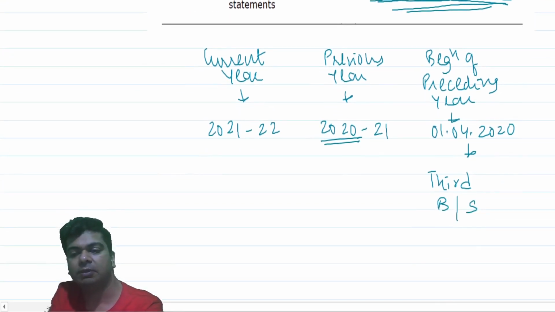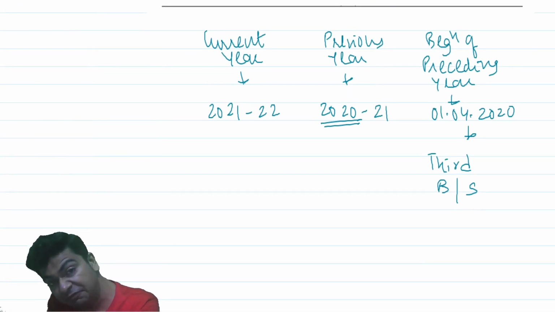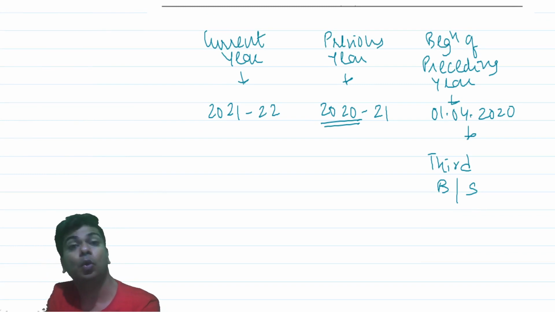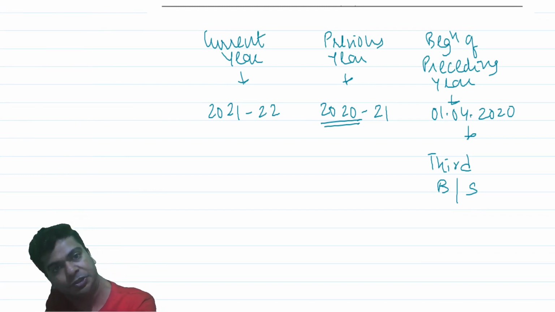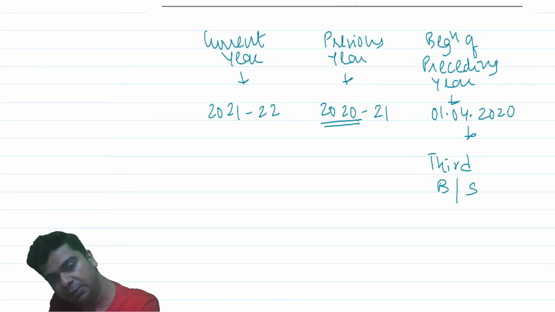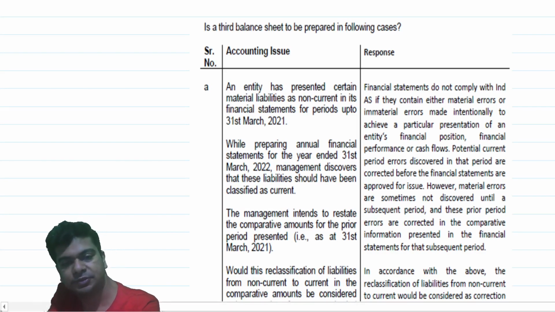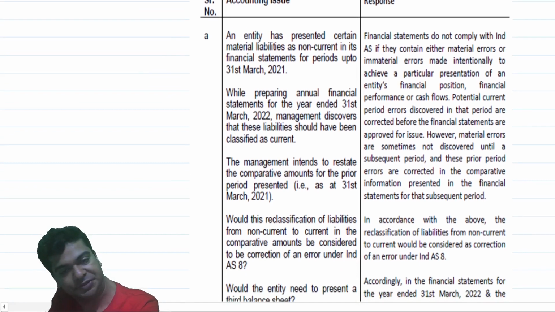This is how it will be. Beginning of the preceding period. That's when I'll prepare the third balance sheet. If the years before the preceding year are not getting affected, no need to prepare the third balance sheet. I hope you are comfortable with when to prepare a third balance sheet and when not to. That will help us in these questions.